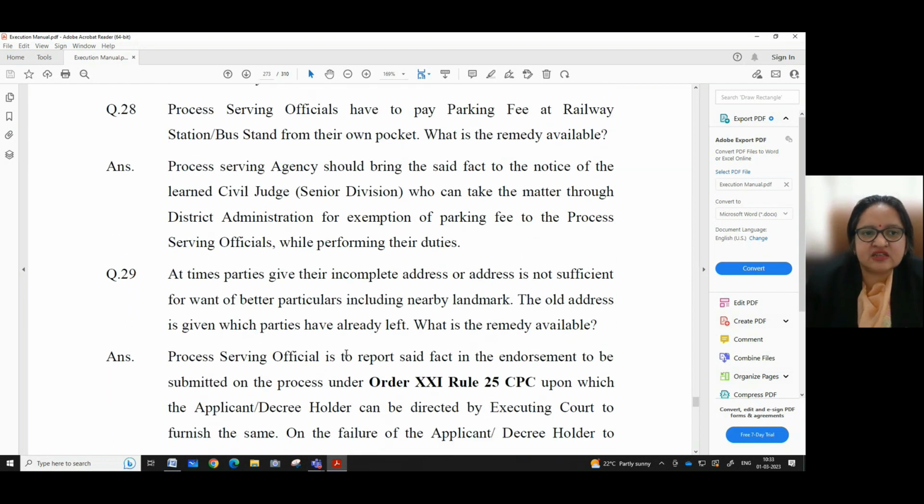The next question is that the process serving officials have to pay parking fee at the railway station or bus stand from their own pocket. What is the remedy available? Now, the process serving agency should bring the said fact to the notice of the learned Civil Judge Senior Division, who can take the matter through the district administration for exemption of parking fee to the process serving officials while performing their duties.